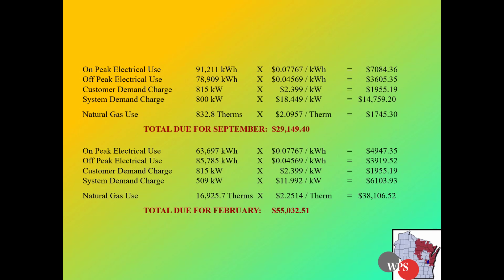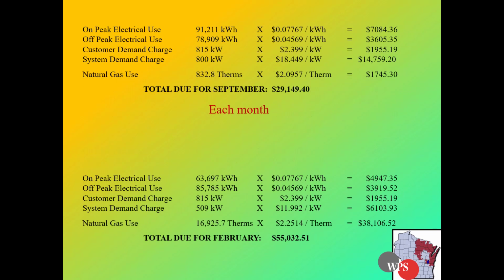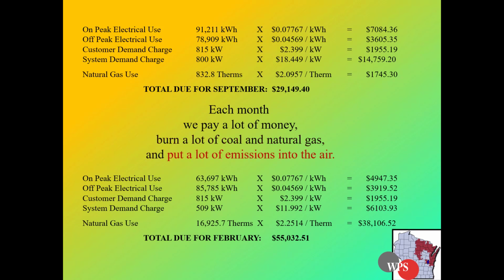Looking at the 2 months side by side, each month they pay a lot of money, burn a lot of coal and natural gas, and put a lot of emissions into the air. So, what can they do? What can we do?